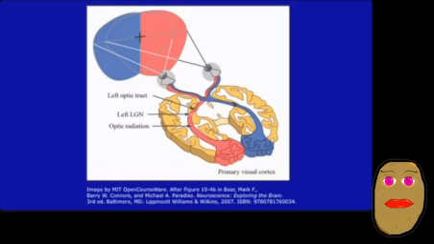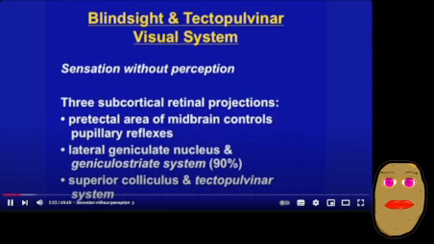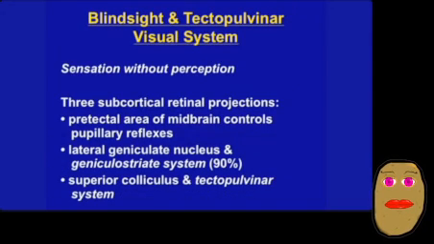But there's one other pathway we haven't talked about very much, which goes to a structure called the superior colliculus. It's part of your midbrain. And it's the system we think gives rise to the possibility of sensation without perception. That phrase, sensation without perception, is a good one to describe blindsight, and we'll describe it in a moment.